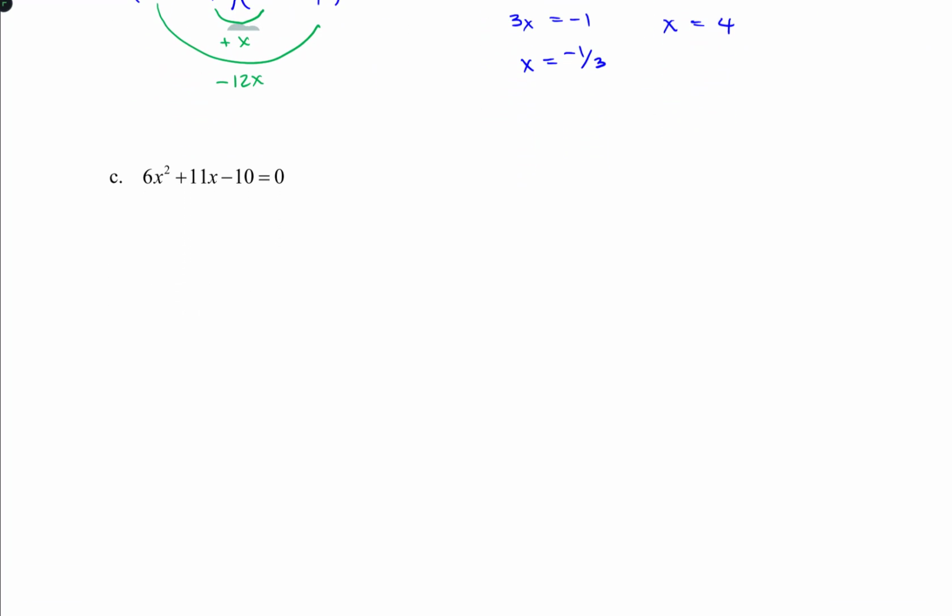Lastly, in this group, we have 6x squared plus 11x minus 10. Now, this is probably going to be even more challenging because neither of these numbers, the leading term coefficient nor the constant value, are prime values, which means there's probably going to be a lot of different possible combinations that we could work with.